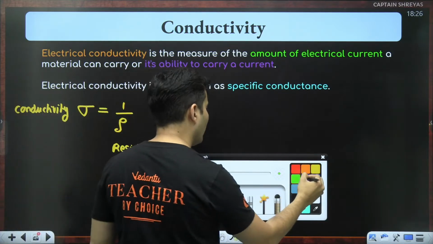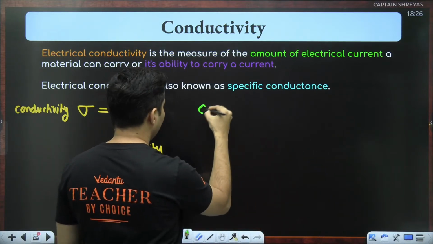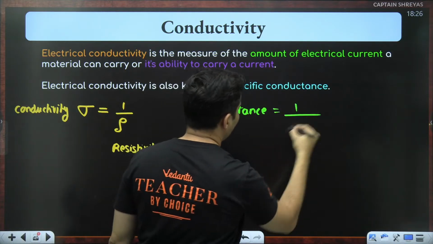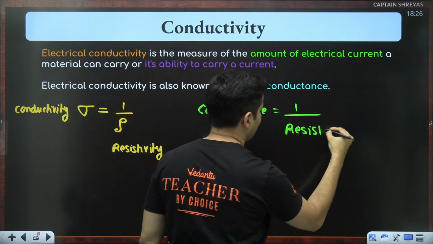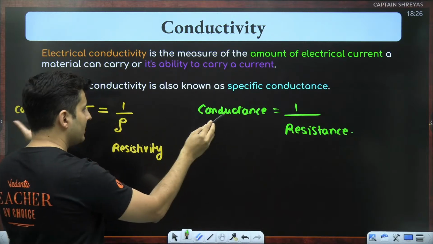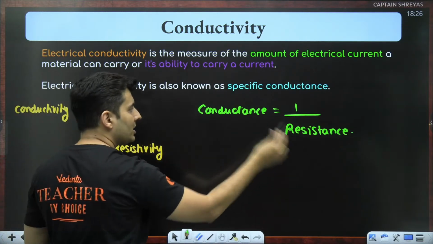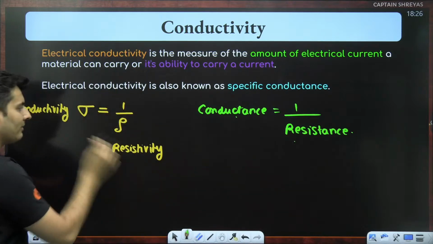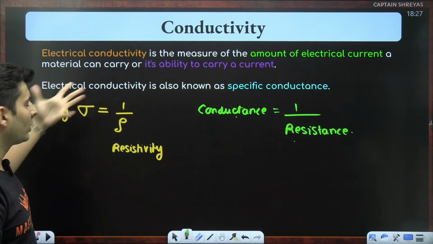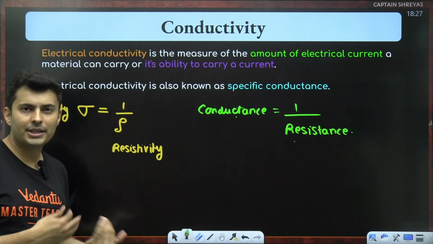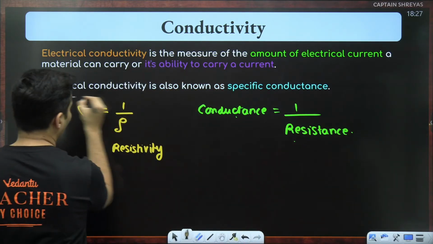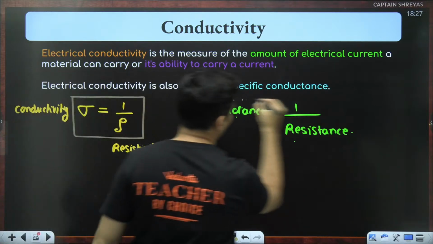And you can also write one more relationship, conductance. Conductance is 1 by resistance. There are two different things. Resistance and resistivity, two different things. Conductance and conductivity, again, two different things. But the relationship between these two and these two are very similar. More resistance, less conductance. Less resistivity, more conductivity. Their relationships are very, very similar, but they are two different things. That's what you should also appreciate. Keep all these things in mind.